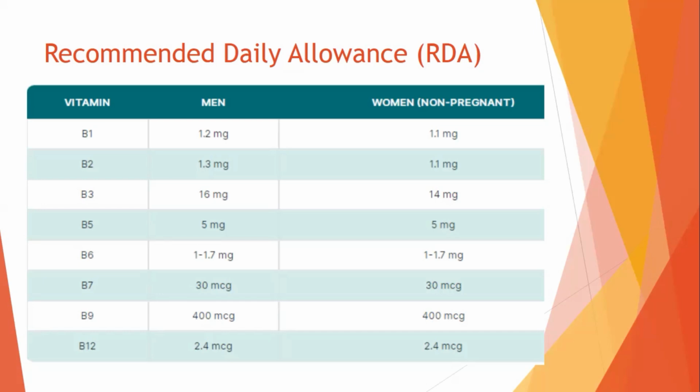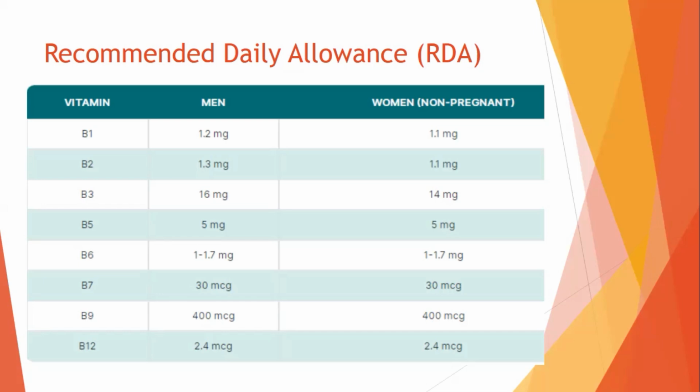Vitamin B9, which is known as folic acid, is required 400 mcg inside the body, both men and women. Vitamin B12 required daily amount is 2.4 mcg in men and women both.